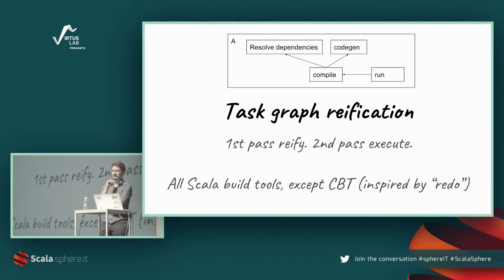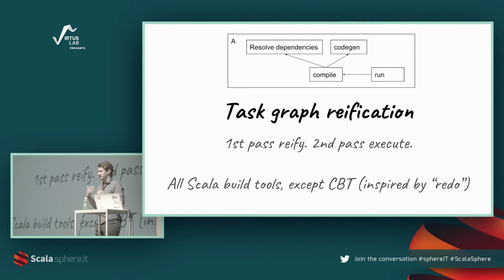Another thing that some tools do, and I think when it comes to Scala build tools, all tools except for CBT, is they reify the task graph. So within a project, you have different things to do. Download the dependencies, maybe generate some code, maybe compile code, but for that you need the code to be generated and you need the dependency to compile it against, and then run the compiled code. And there's an order to these things.